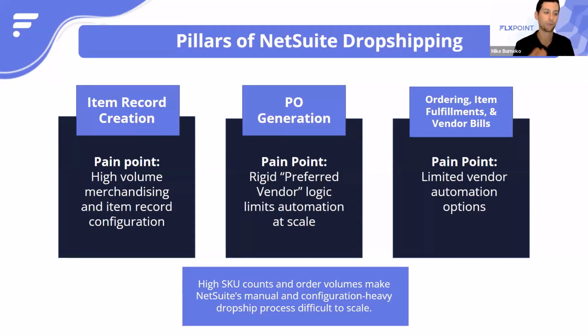is a really, really rigid preferred vendor logic that NetSuite has. I'm going to talk about that a ton, but really at heart, it's just limiting automation and the ability to have your business logic in place for routing orders to vendors.